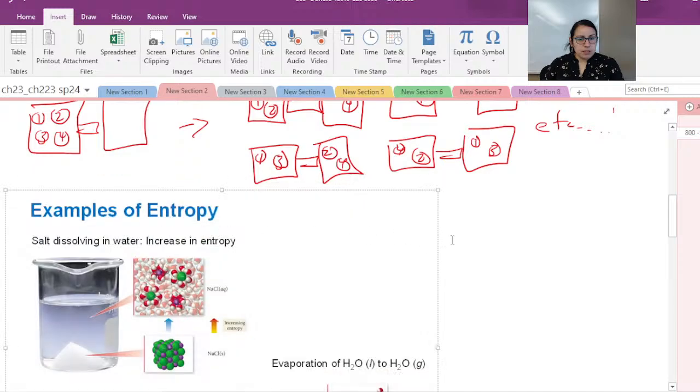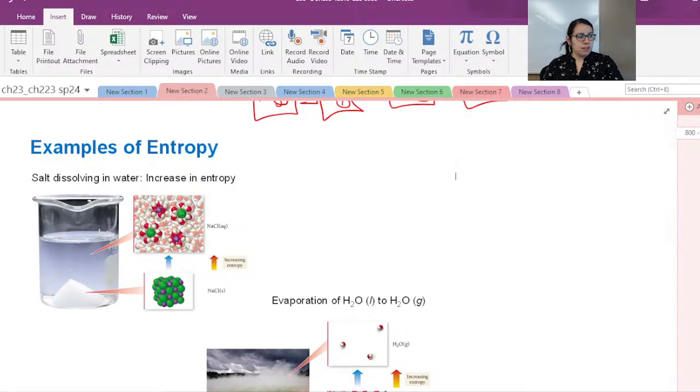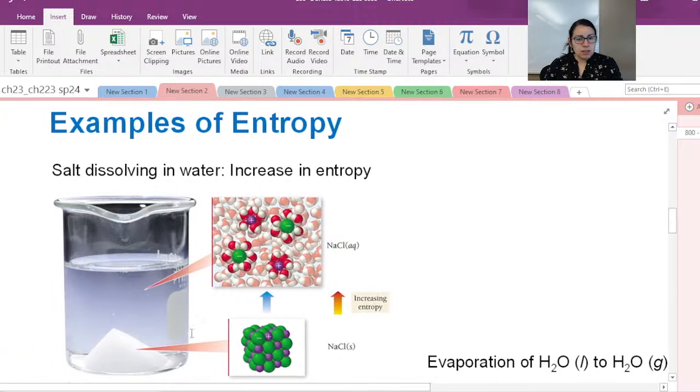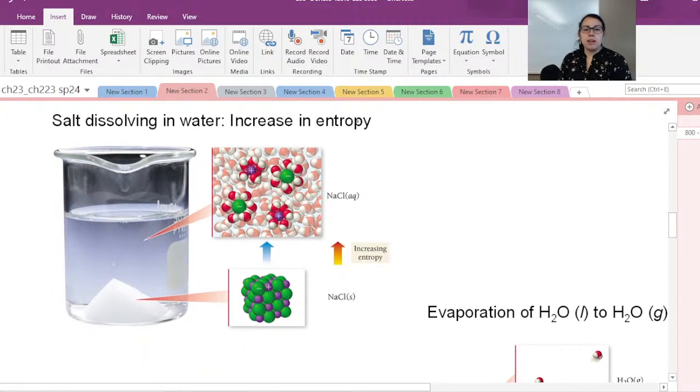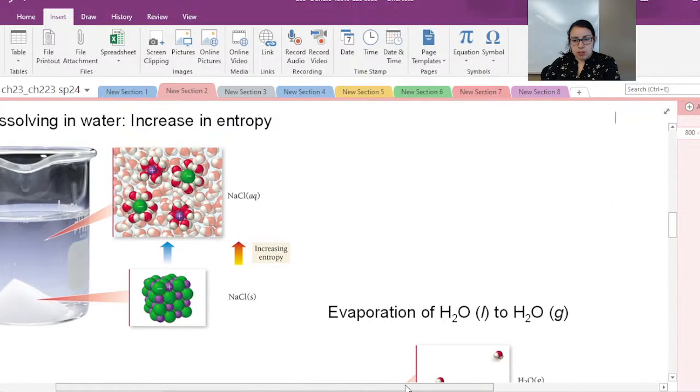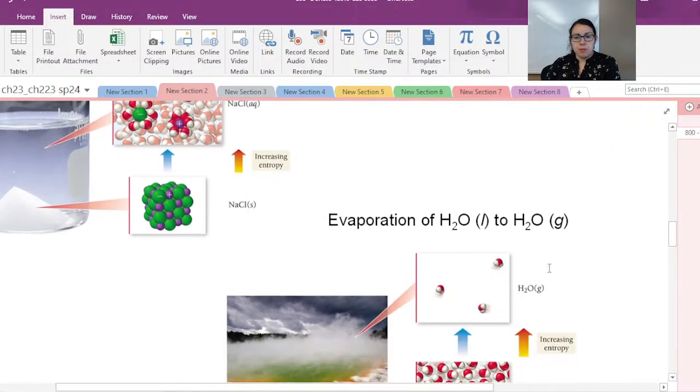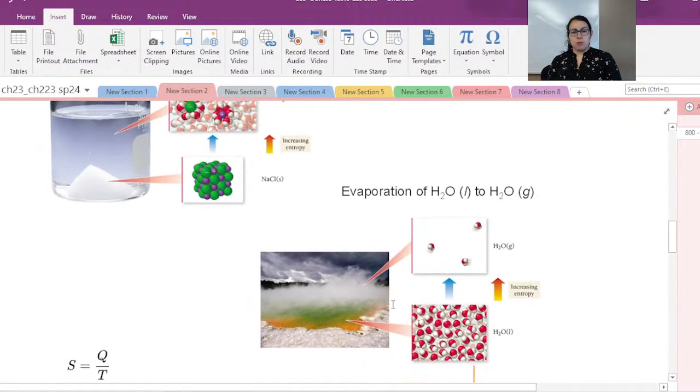And so now let's look at some examples of entropy. Salt dissolving in water is one way to increase entropy. We go from a solid state to now a free-flowing moving state. So we've increased our entropy, so increased our disorder. State changes are another example of how we can get either more order or more disorder. So evaporation, you go from a liquid state to a gas state. Of course, gaseous particles are moving around, more randomized, so increased entropy there.